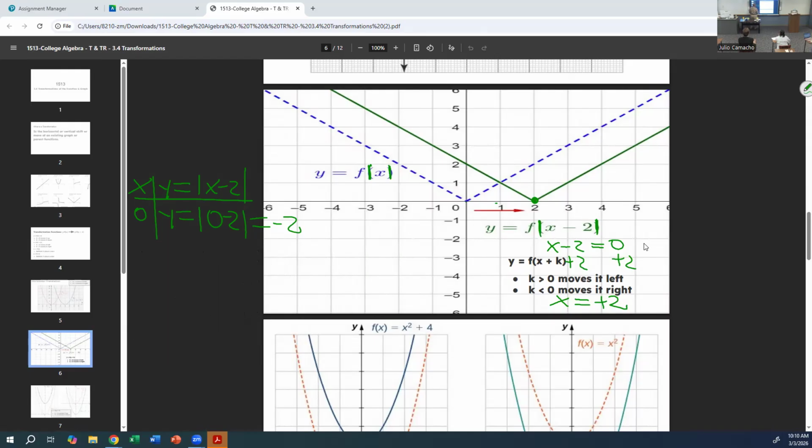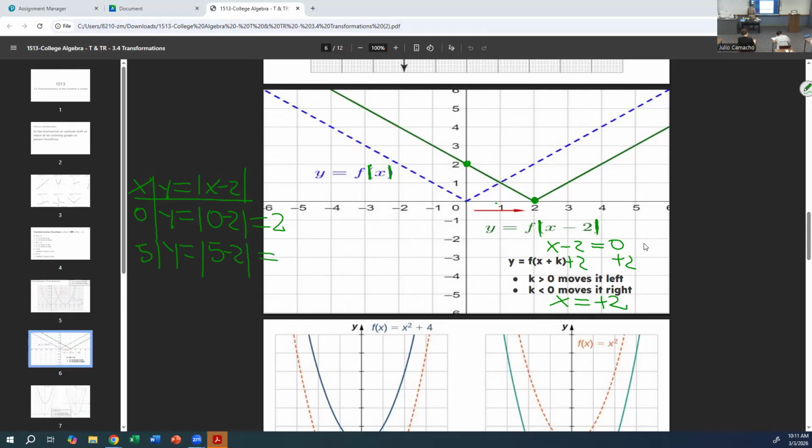So we have 0, 2, right there. So let's pick another number. Let's pick 5. And your y is equal to the absolute value of 5 minus 2.